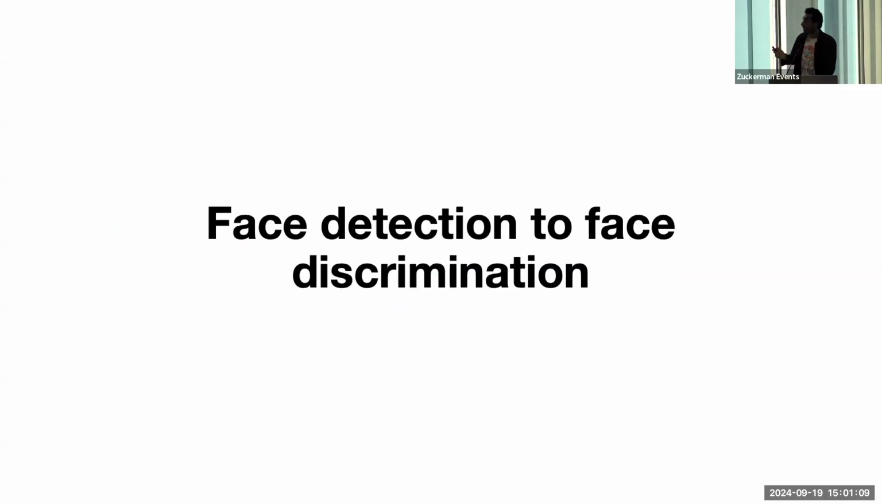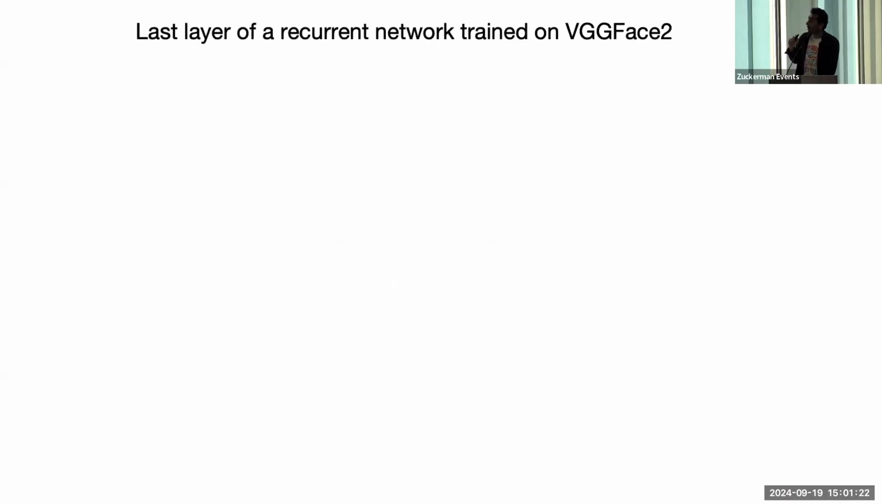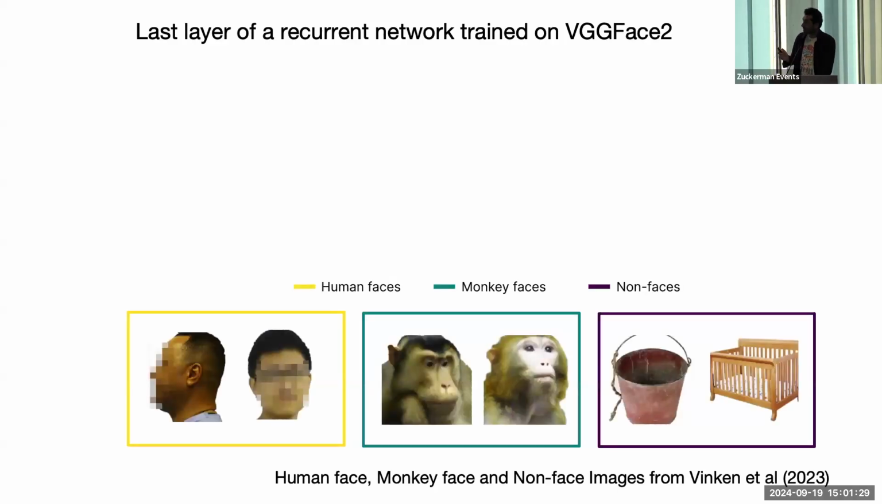Based on the time I have, I'm just going to go into one thing that I think is very interesting and that I mentioned earlier, which is: can we really capture going from face detection to face discrimination? So I'm going to show you some analyses of the representation of the last layer of this recurrent system. We're taking images of faces, which are blurred for privacy, but there are human faces, monkey faces, and non-faces. We line them up in order, feed them to the network, and then get the representation from that time step.